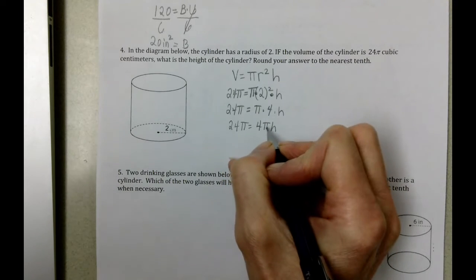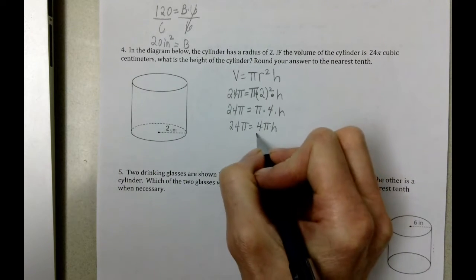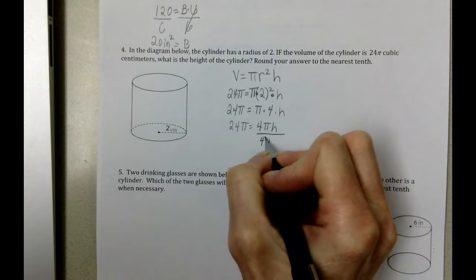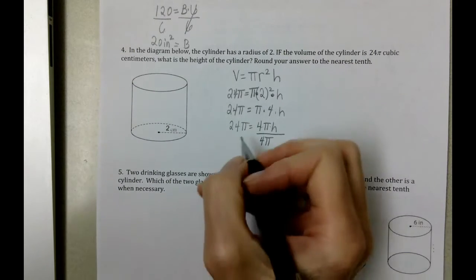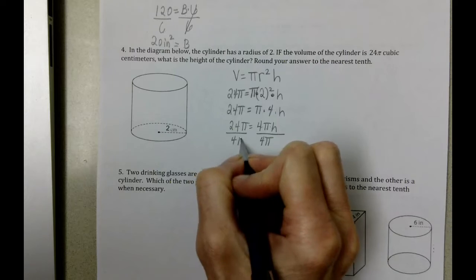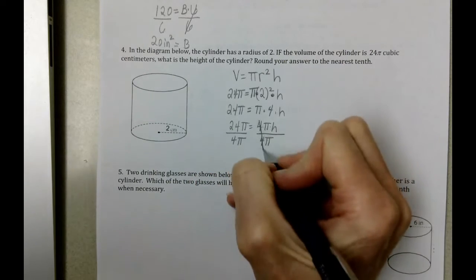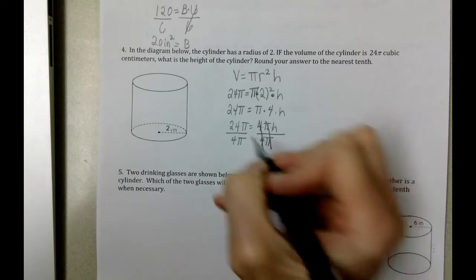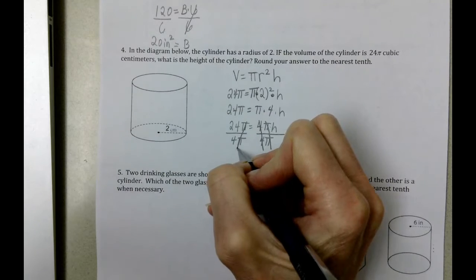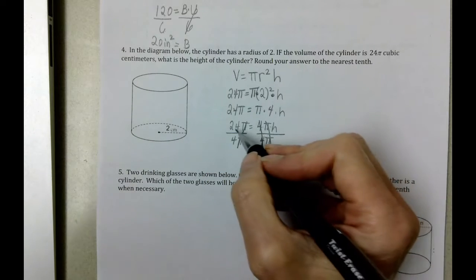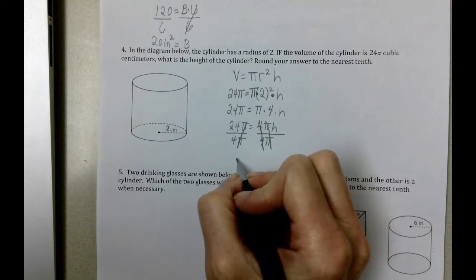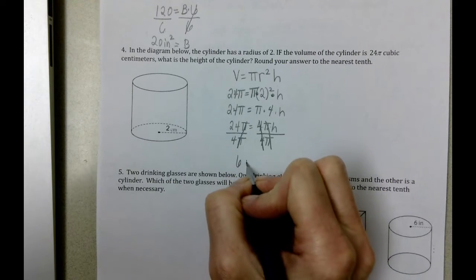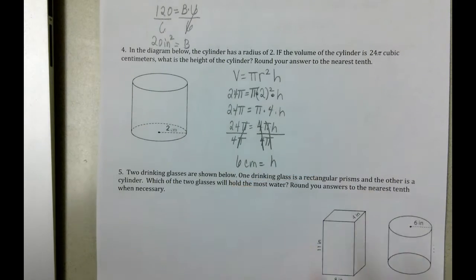Well, this is 4 times pi times h, so we undo the multiplication by dividing by 4 pi. If we divide by 4 pi over here, the 4's cancel out, the pi's cancel out, pi divided by pi is 1, and 24 divided by 4 is 6. So 6 centimeters is our height.